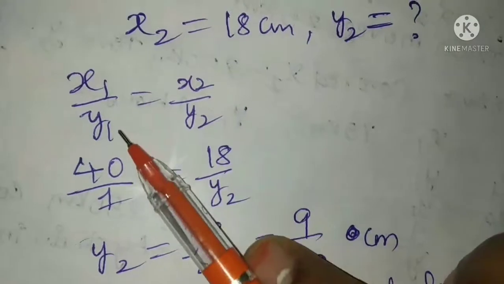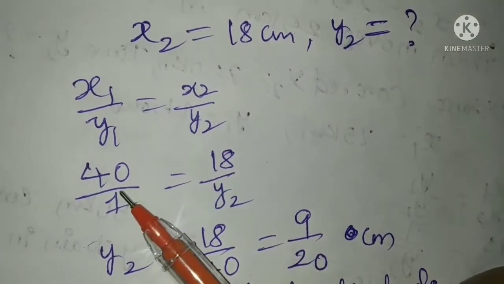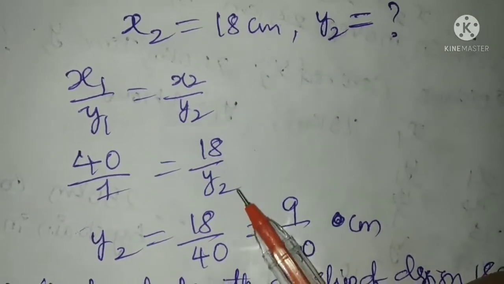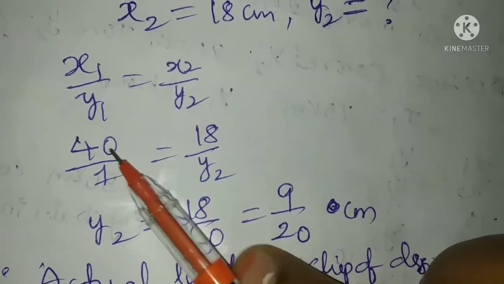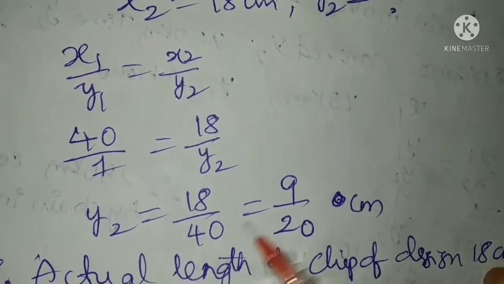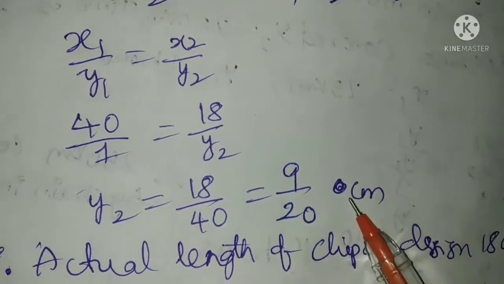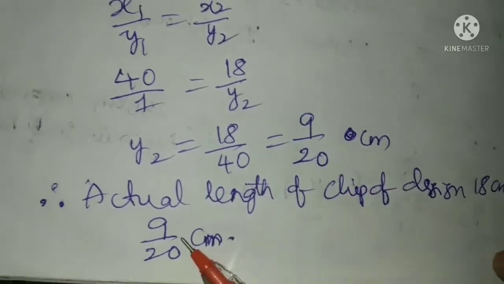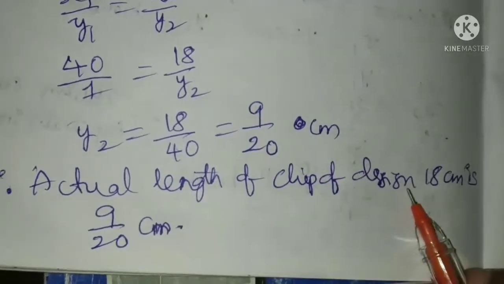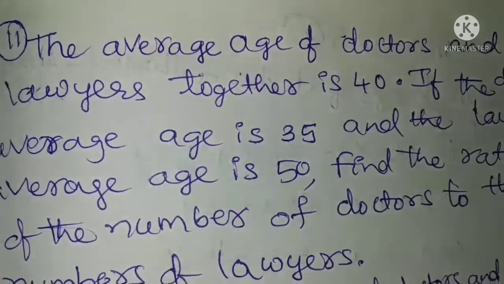x1/y1 is equal to x2/y2. 40/1 is equal to 18/y2. y2 goes here, 40 comes down. So 18/40, 2 nines are 18, 2 twentieths are 40, so it is 9/20 centimeters. Therefore the actual length of the chip design of 18 centimeters is 9/20 centimeters.